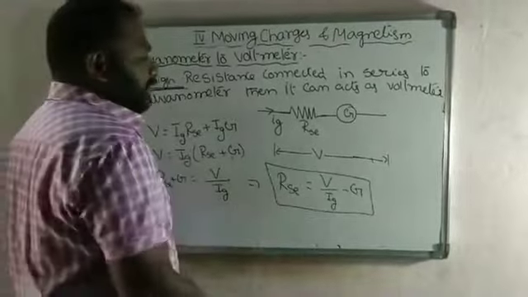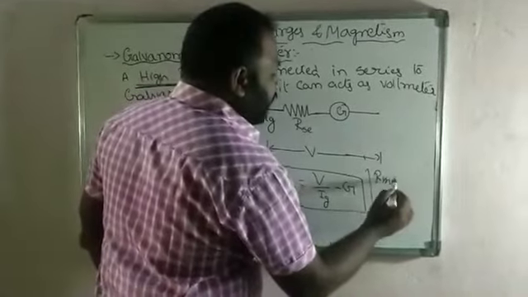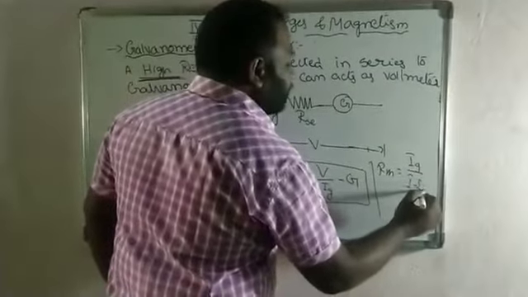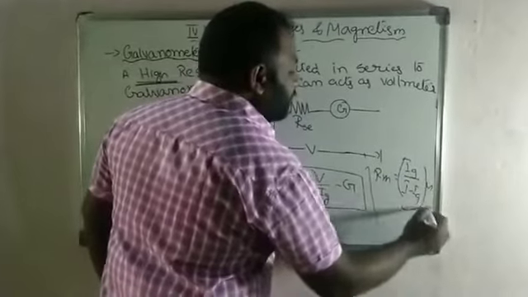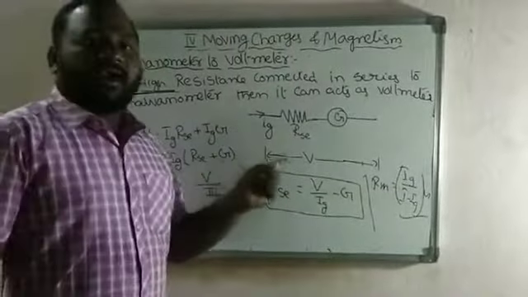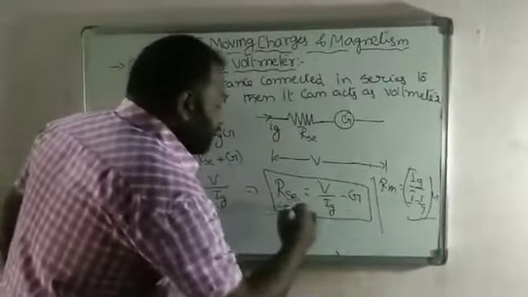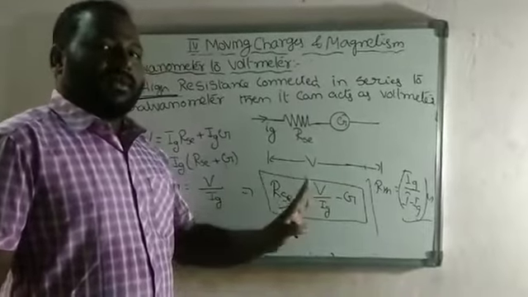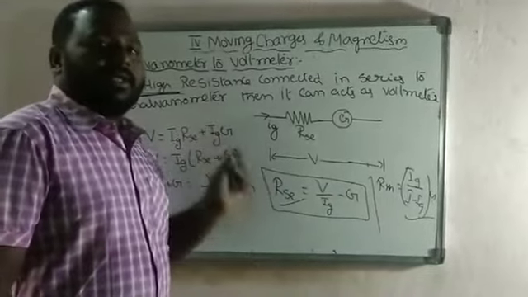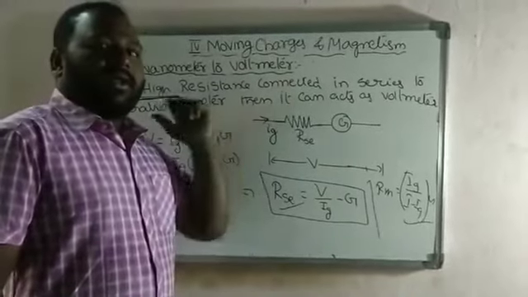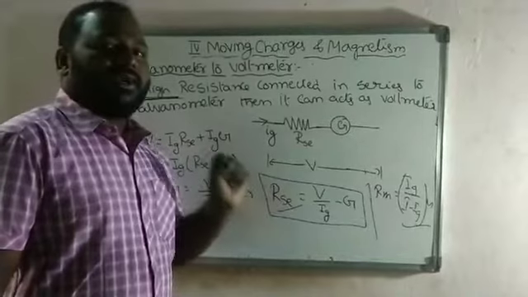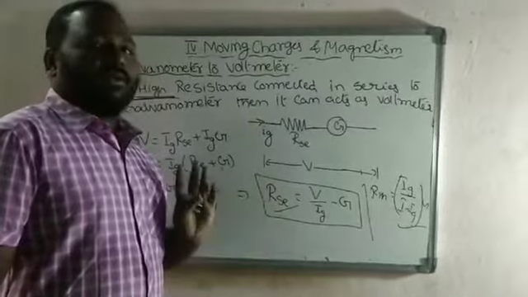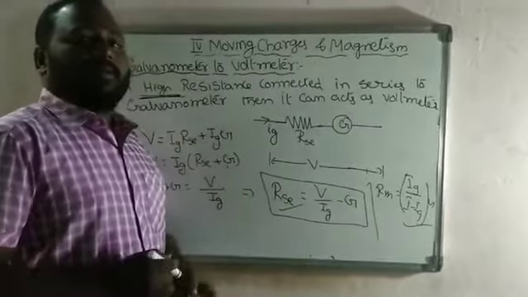And also remember the formulas. Here RSH, which we derived previously, is Ig by (I minus Ig) into G. This is the shunt resistance connected to the galvanometer to convert it into an ammeter. This is the series resistance connected in series to the galvanometer to convert it into a voltmeter. The important point to remember: a small resistor is connected to the galvanometer in parallel to convert it into an ammeter, and a high resistance is connected in series to the galvanometer to convert it into a voltmeter. Remember those two points, very important.